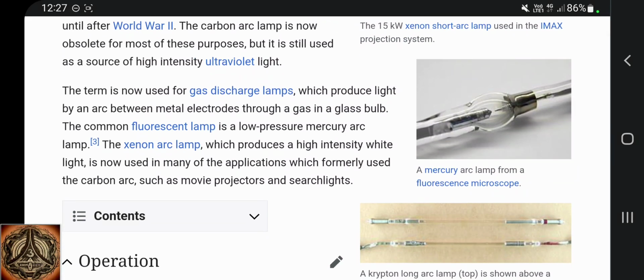The term now used for gas discharge lamps, which produce light by an arc between metal electrodes through a gas in a gas bulb. The common fluorescent lamp is a low-pressure mercury arc lamp. The xenon arc lamp, which produces a high-intensity white light, is now used in many of the applications which formerly used the carbon arc, such as movie projectors and searchlights.